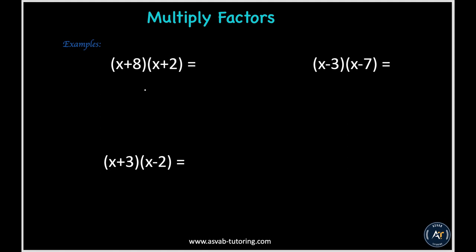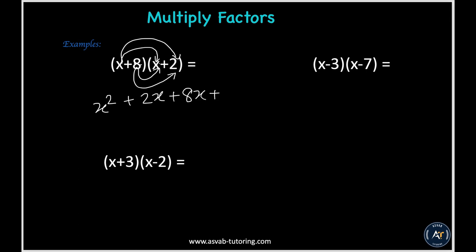In this section, we'll learn how to multiply factors. If you want to multiply factors, you need to follow the rule called the FOIL method. A lot of people learned it in school. Let's see how it works. Just multiply this with that, and then this with that, right? So x times x is x squared plus x times 2 is 2x plus 8 times x is 8x plus 8 times 2 is 16. Now you need to simplify. You need to combine the like terms. So then you have x squared plus 6 plus 2 is 8x plus 16.